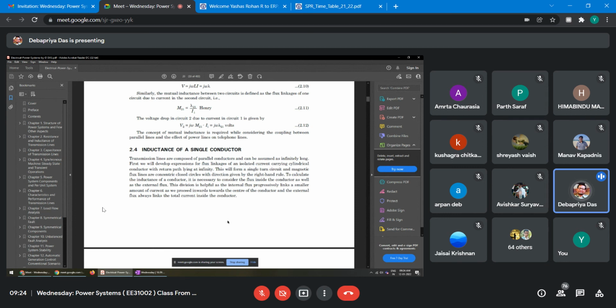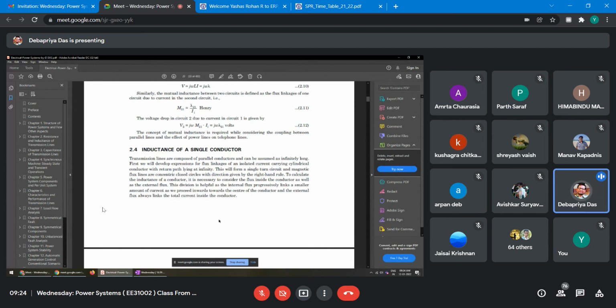So this division is helpful as the internal flux progressively links a smaller amount of current as we proceed inwards towards the center of the conductor, and the external flux always links the total current inside the conductor. That means inside the conductor also flux density is different at every point, and it is called skin effect. We will not study that, only a little bit we will study. A detailed study is available, Bessel function and other things, but we will not do that, right?